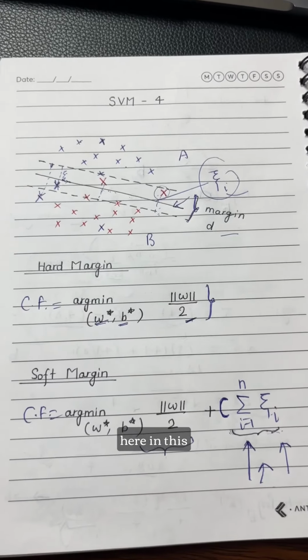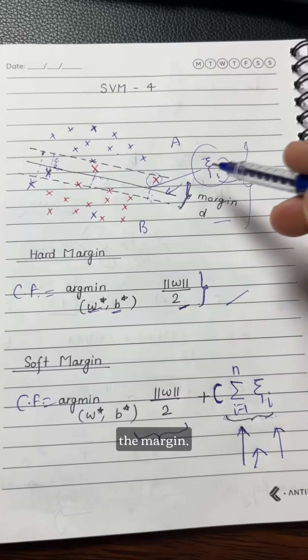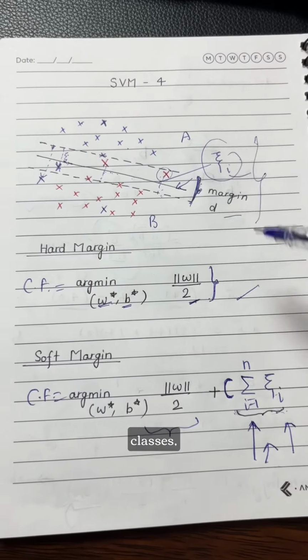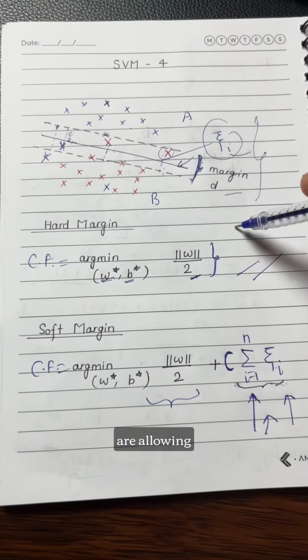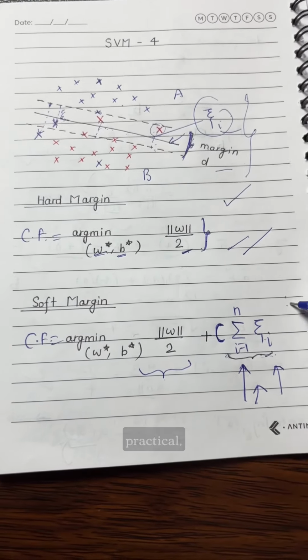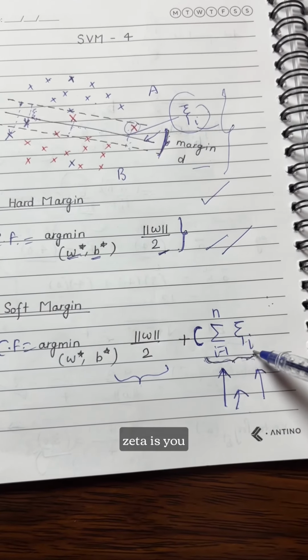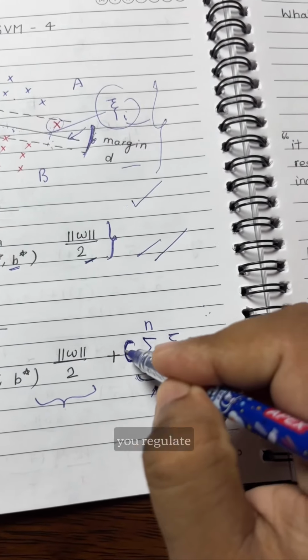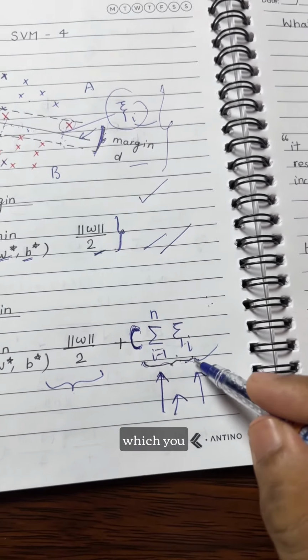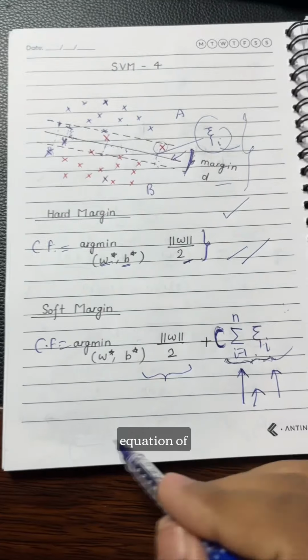So what do we learn here? In this SVM classifier, where we only care about maximizing the margin of these two classes, this is called hard margin, because we are not allowing any misclassification here. And this is called soft margin, which is more practical. We introduce one more component, which is the summation of all the zeta i's. You regulate this term using a C variable, which you can give larger values to focus on this or smaller values to focus on this. So this is the equation of soft margin.